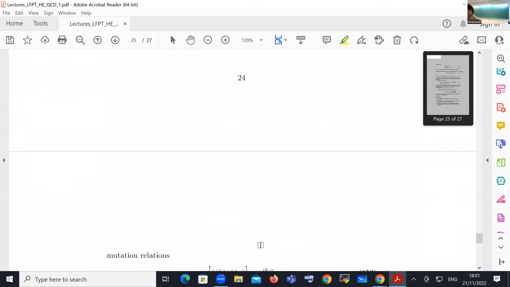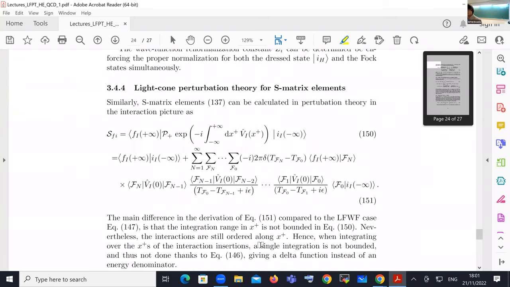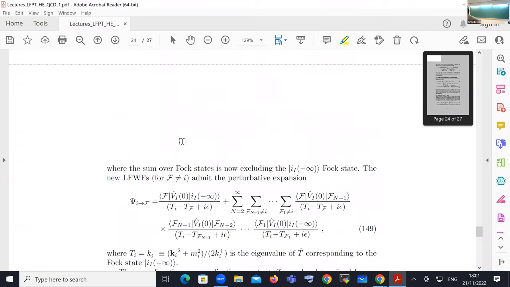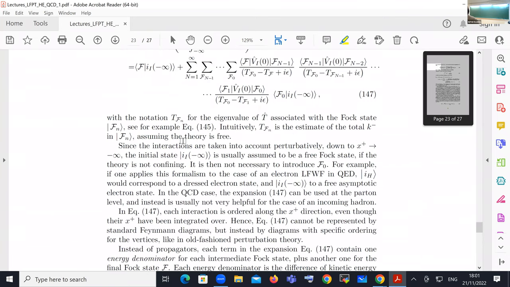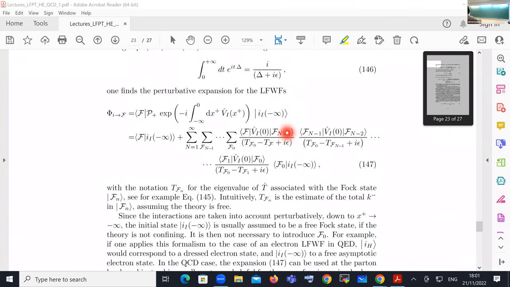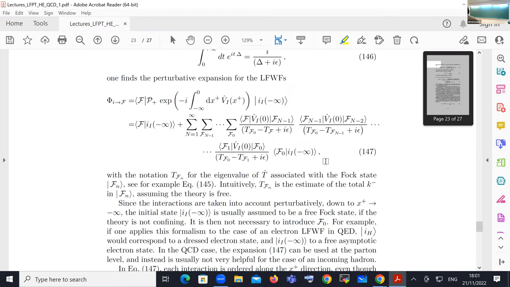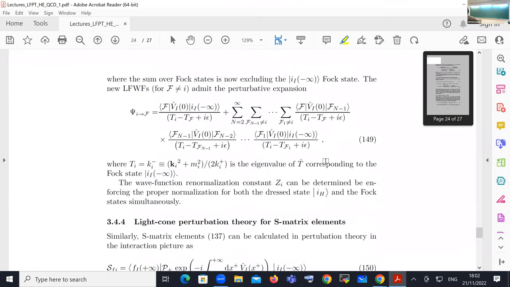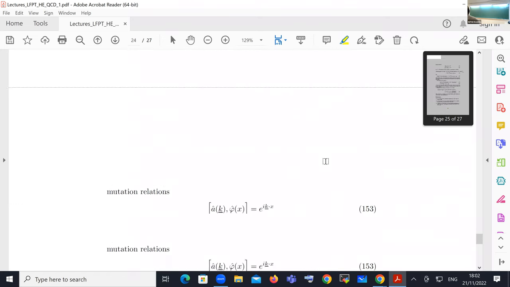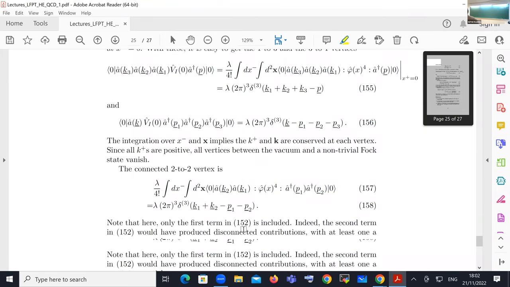And then you can plug them in, either in the expansion of the S matrix or in the expansion of your light front wave function. One thing also to keep in mind is that in principle, you might have a diagram where in some intermediate state, between two interactions, you have many intermediate scalars in your Fock state, more than the ones we had here, because here it was only 1 to 3, 3 to 1, 2 to 2, and 1 to 1.